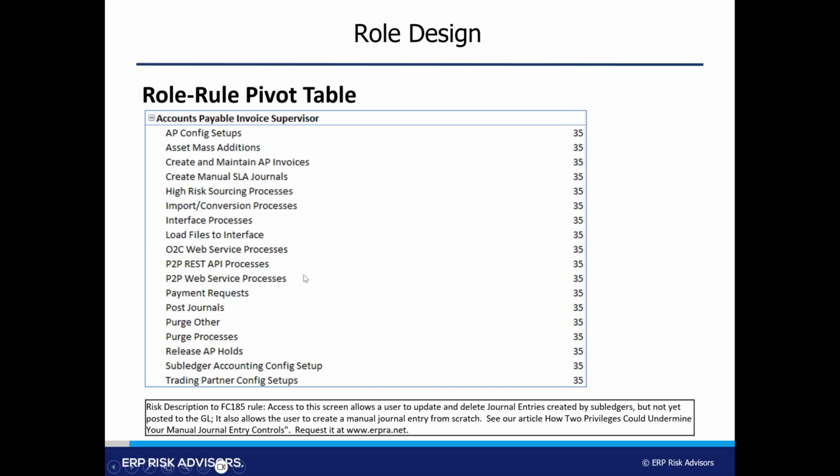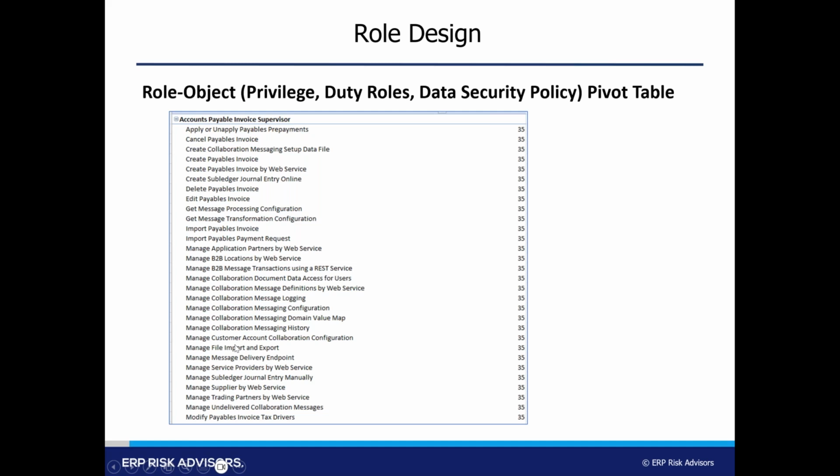So this is one way we look at the data. Once we do this big mass analysis using SafePaaS and we export the data, we look at it from a role rule perspective: what just pops out here that doesn't make sense that an AP supervisor would have? And then another way of looking at the same data is looking at the role object or role privilege perspective. Same role, AP invoice supervisor.